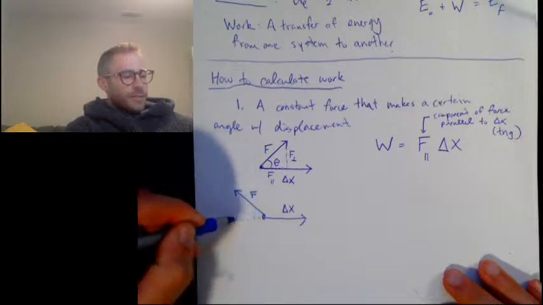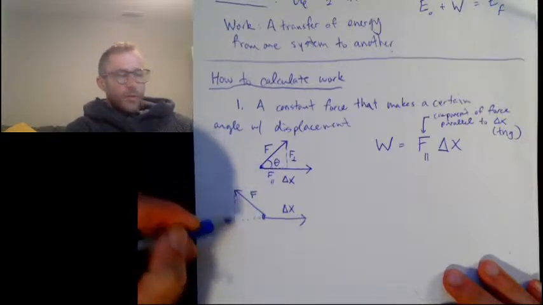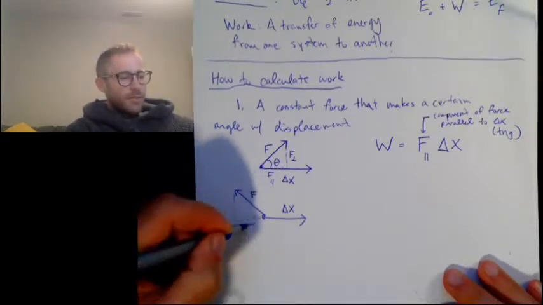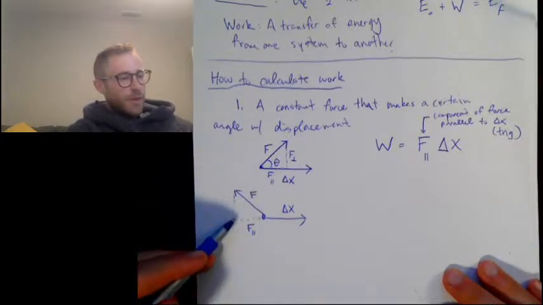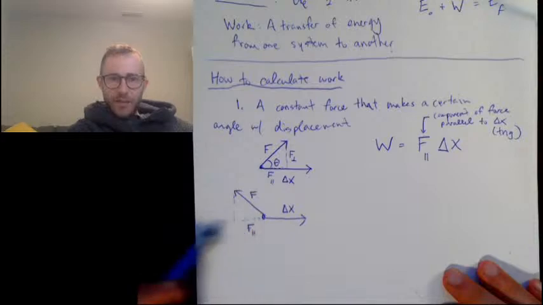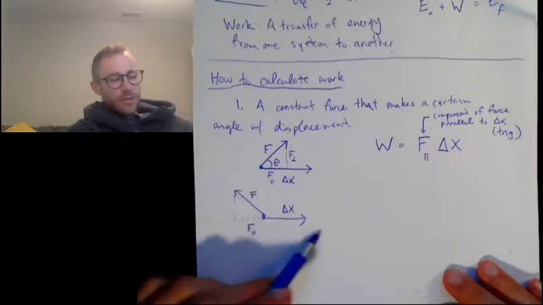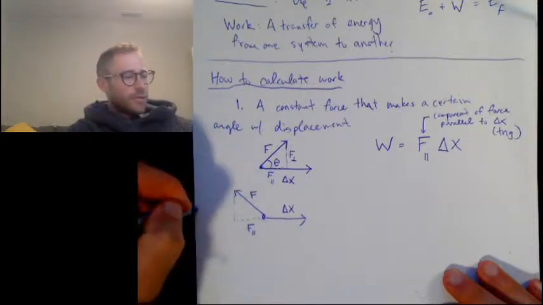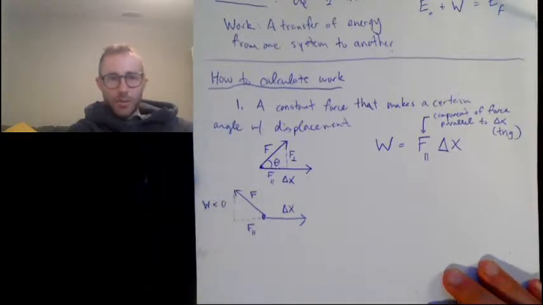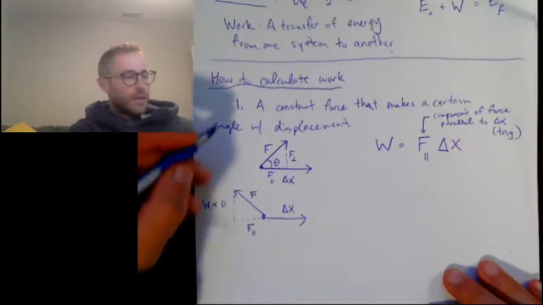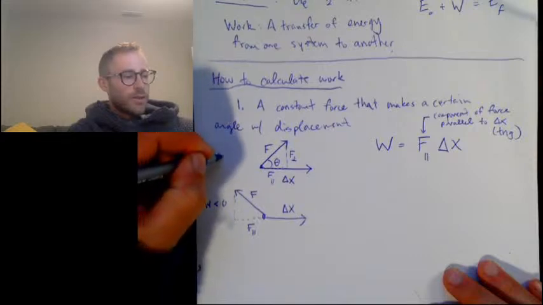In this case, we have F parallel is like this. So we can see that F parallel is actually in the negative direction and delta x is in the positive direction. So this would be a scenario where we have work less than 0, negative work being done. Okay, this would be work greater than 0.